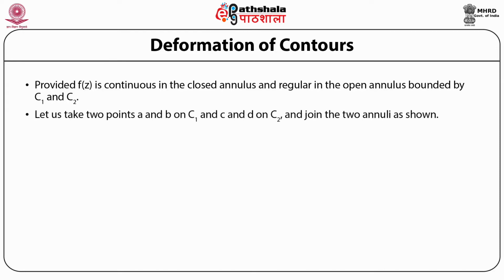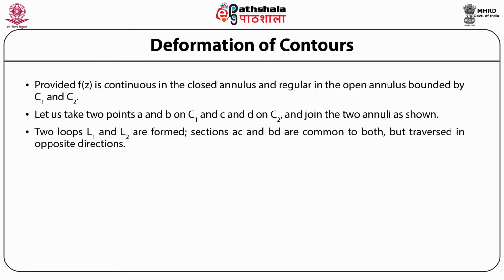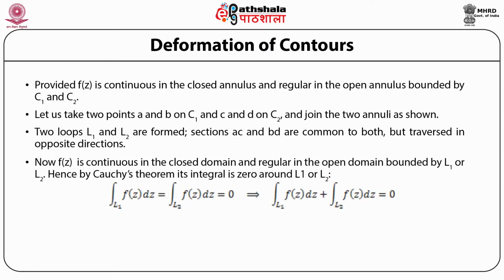Let us take two points A and B on C1 and C and D on C2 and join the two as shown in the previous figure. Two loops L1 and L2 are formed. Sections AC and BD are common to both, but traversed in opposite directions. Now f(z) is continuous in the closed domain and regular in the open domain bounded by L1 or L2. Hence, by Cauchy's theorem, its integral is 0 around L1 or L2.